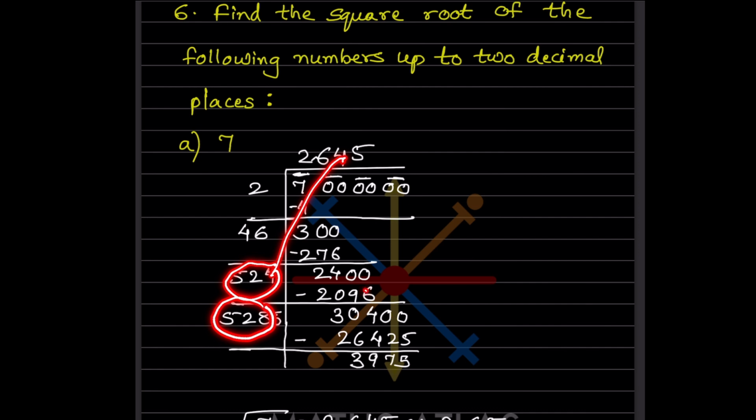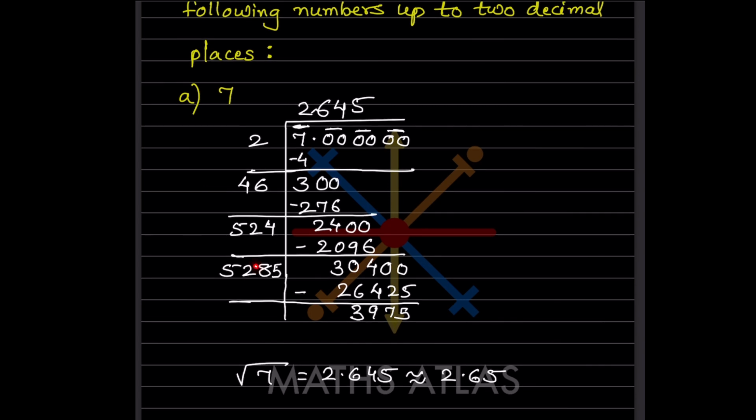And now after subtracting, you get here 304. So 304 is again a smaller number. So you bring these two zeros down. So again, what will you do? 528, and this is 5. So when you multiply this into 5, that is going to be 26425. If you're doing 528 6, that is going to be a bigger number. So now, after doing this, you got 3975.